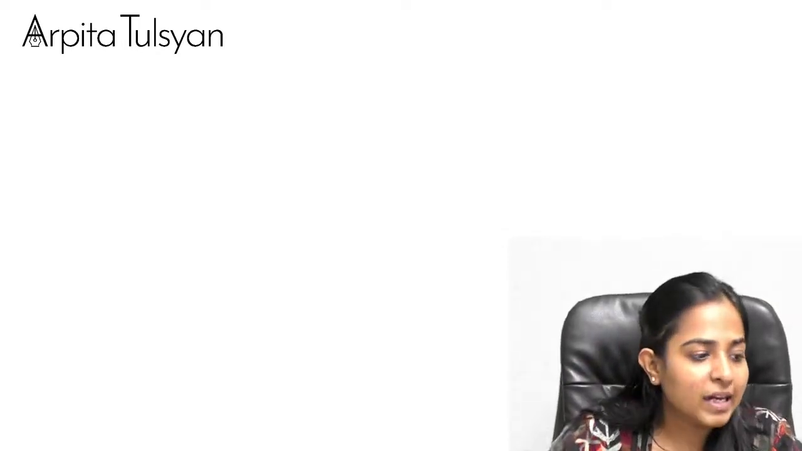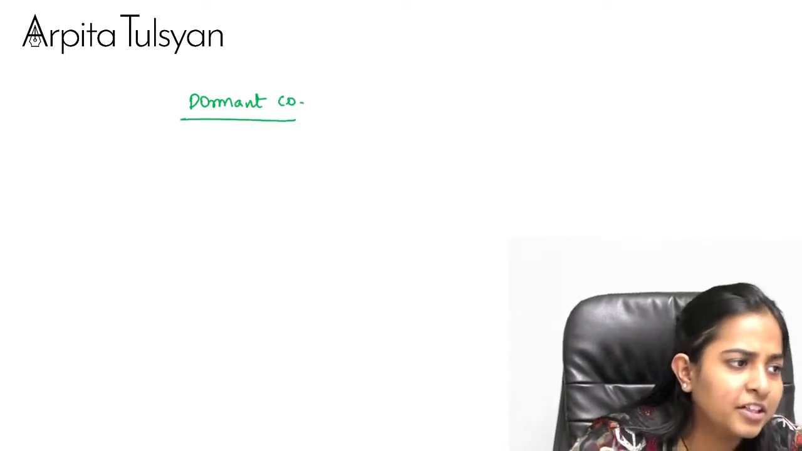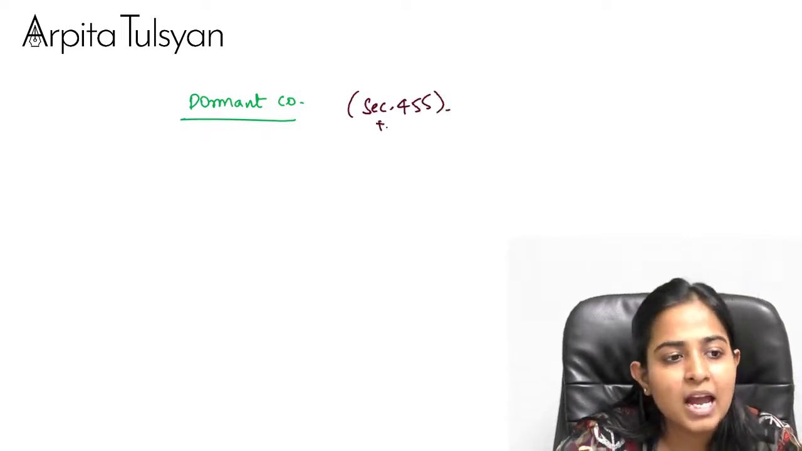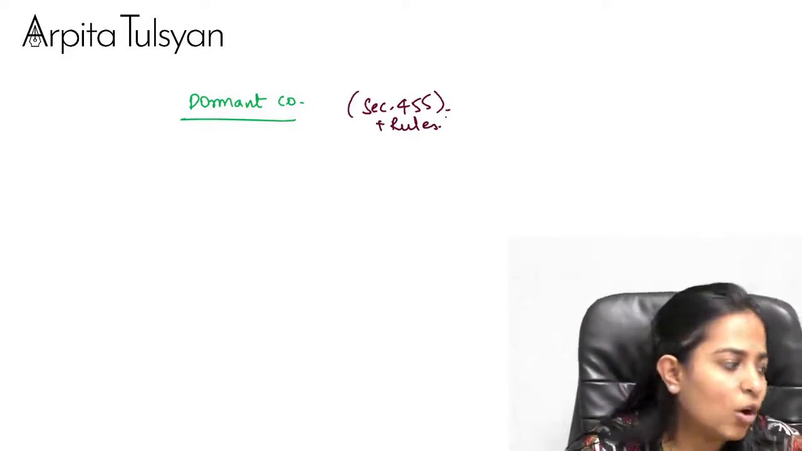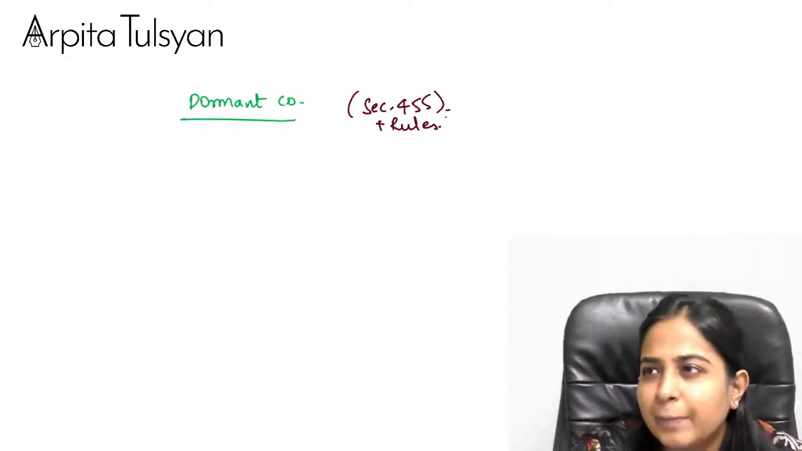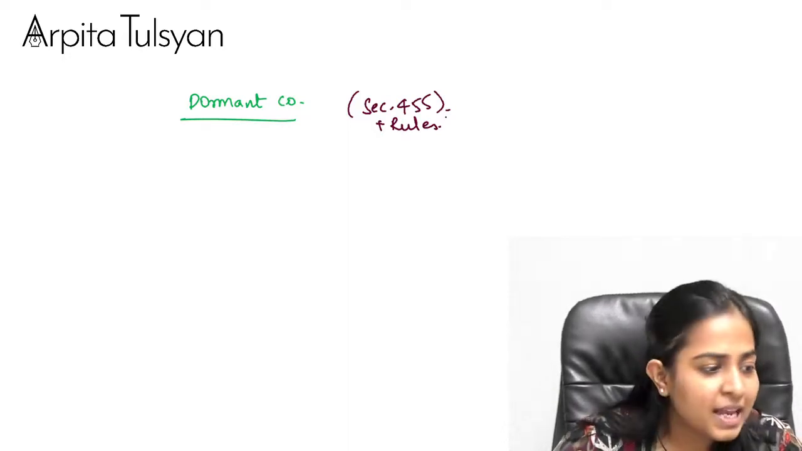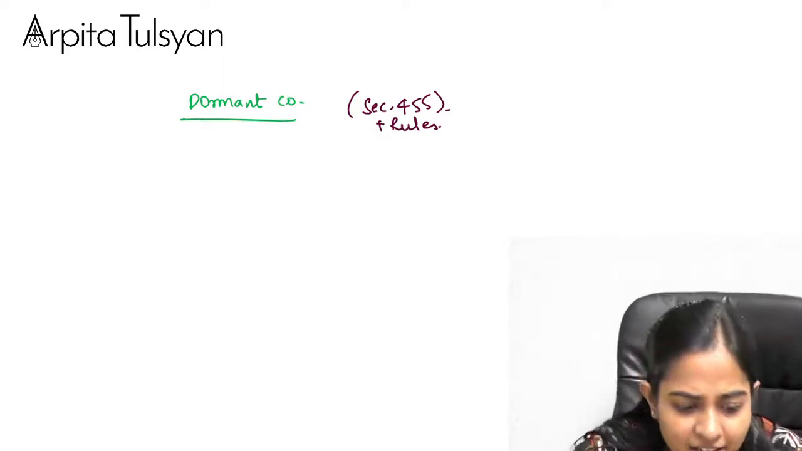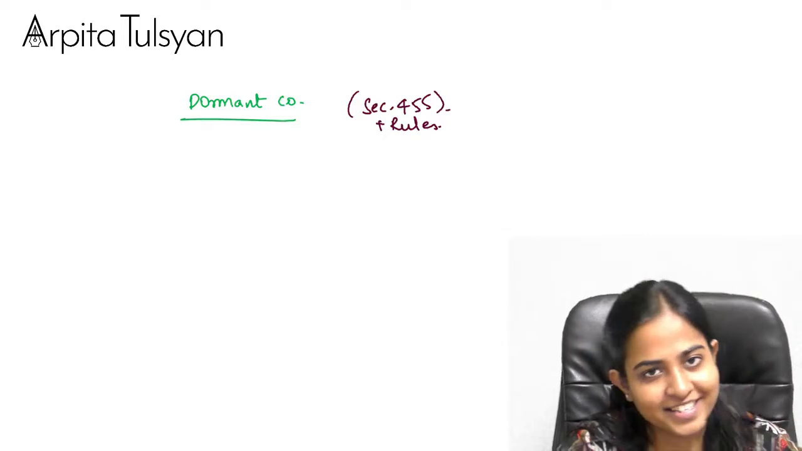Now listen, I'll write it here. Dormant company. First of all, what do you understand by the term dormant company? Dormant company means we can say it is a defunct company, or an inactive company, or any company in which there are no operations. Such a company can be treated as a dormant company. This is the informal definition.